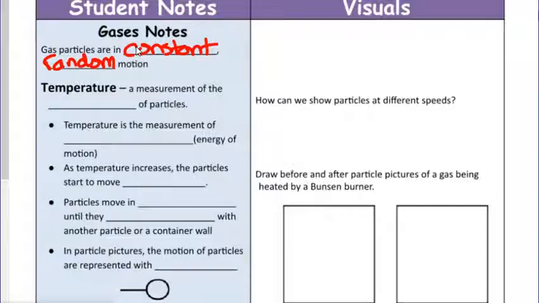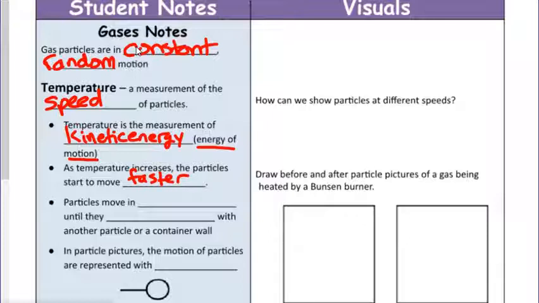All right, one of the major variables that we're going to use to evaluate how gases are behaving is temperature. Temperature is a measurement of the speed of particles. Okay, specifically, it's a measure of what we call the kinetic energy, which stands for the energy of motion, right? As we increase the temperature of a sample of gas, the particles will start to move faster. And then the opposite's also true. As we lower the temperature of a gas, the particles will start to move slower, right?